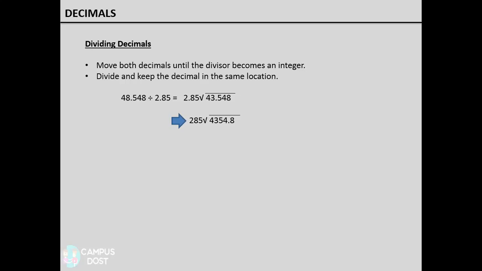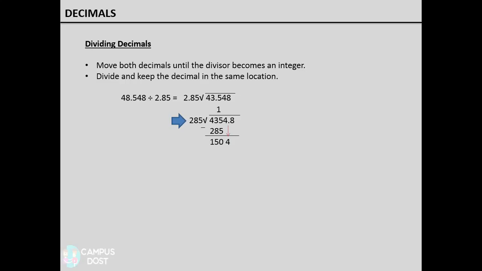At this point, we are ready to divide 285 into 4354.8. First, 285 divides into 435 by 1 time. And we will now multiply 285 by 1 to get 285. At this point, we will subtract this from 435 to get 150. From here, we will drop this 4 down and continue.